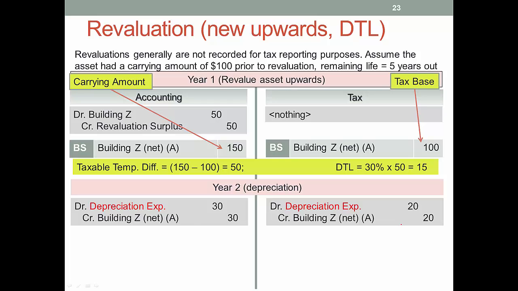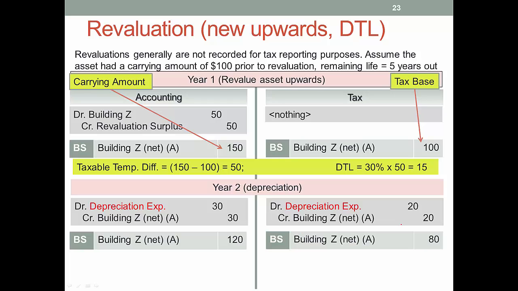For tax, we're just depreciating it the way that we were depreciating it previously. So it started out 5 years ago at 200. It's halfway through. It's still depreciating 20 a year. So at the end of the second year, the accounting carrying amount will have gone from 150 to 120 because we've depreciated it down by 30. But for tax, nothing much has changed. 100, but depreciation is still 20, so it's just gone down by the expected 20.